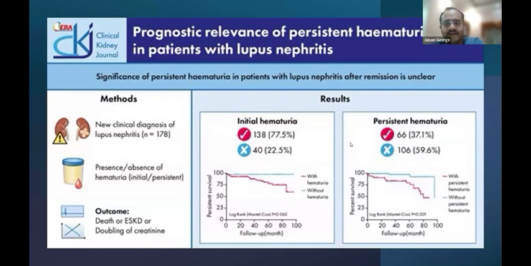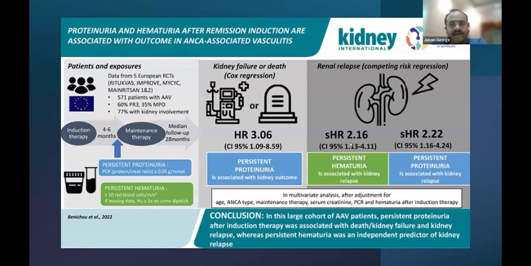In lupus nephritis, persistent hematuria independently predicted adverse renal outcomes with significantly higher risk for all-cause mortality and progression to renal failure. In ANCA-associated vasculitis, persisting hematuria after induction independently predicted kidney relapse, highlighting its value in risk stratification beyond proteinuria. The BVAS scoring also deems the presence of hematuria as a marker of active disease in ANCA vasculitis.